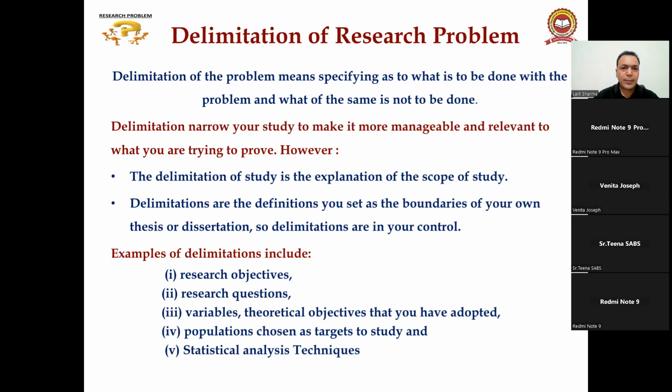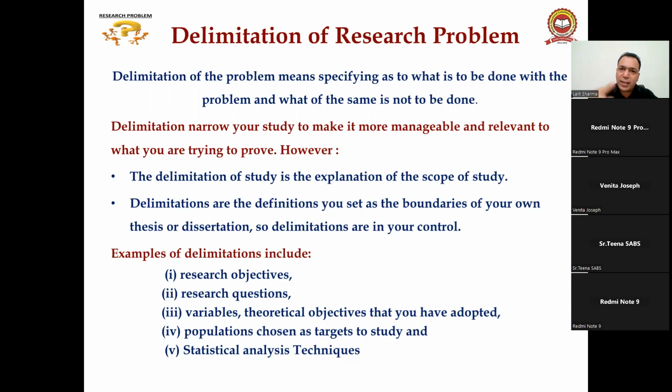However, the delimitation of a study is the explanation of the scope of the study. Delimitations are the definitions you set as the boundaries of your own thesis or dissertation. So delimitations are in your control, right? What are the examples of a delimitation?